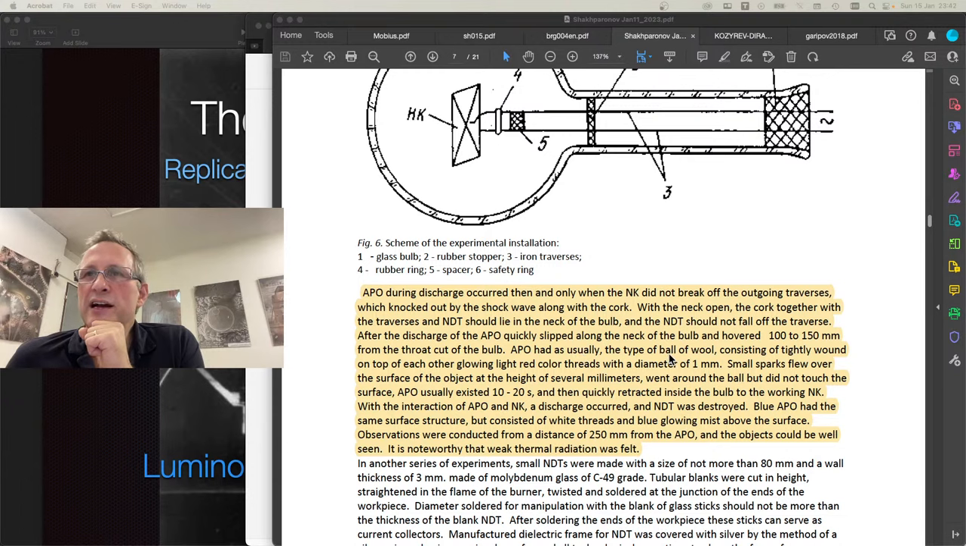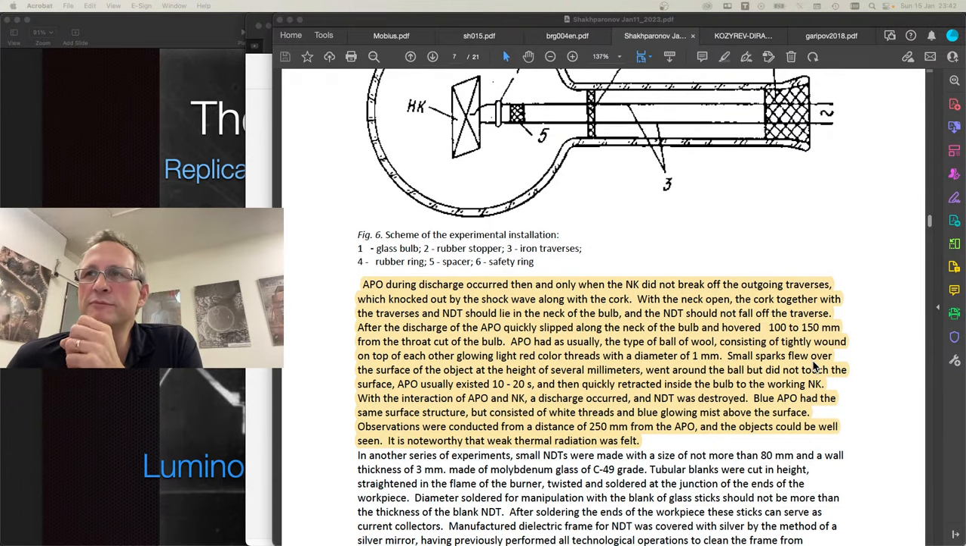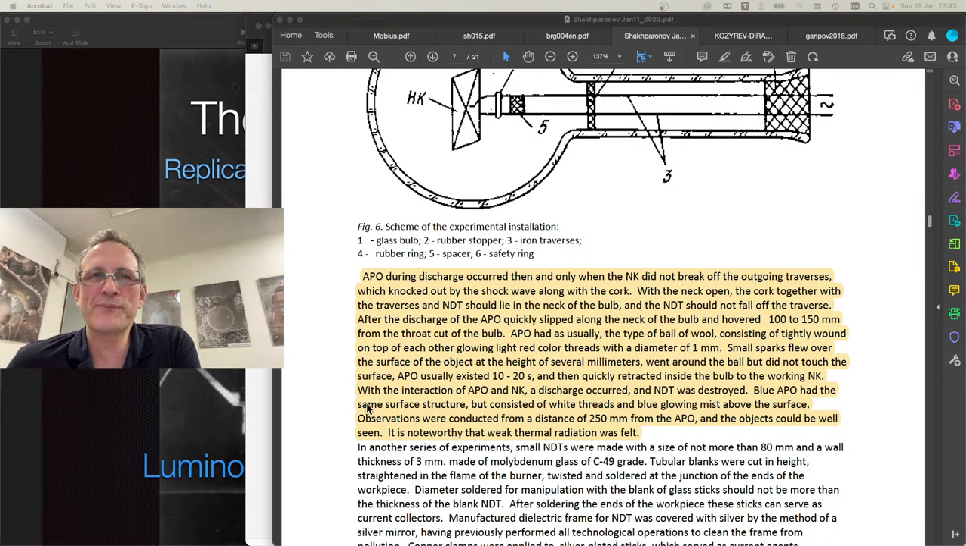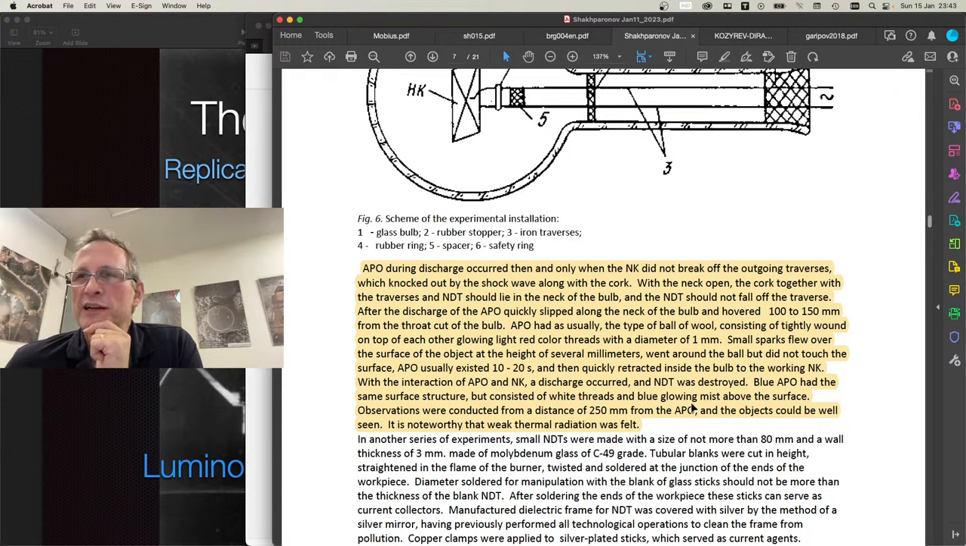The EVOs usually looked like a ball of wool, consisting of tightly wound, glowing light red threads with a diameter of 1 millimeter. Small sparks flew over the surface of the object at a height of several millimeters, and they went around the ball but did not touch the surface. The EVO usually existed for 10 to 20 seconds and then quickly retracted inside the bulb to the working Möbius strip. With the interaction of the EVO and the Möbius strip, a discharge occurred and the Möbius strip was destroyed.